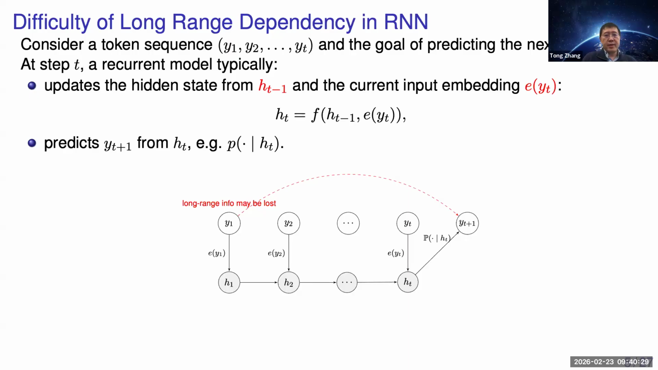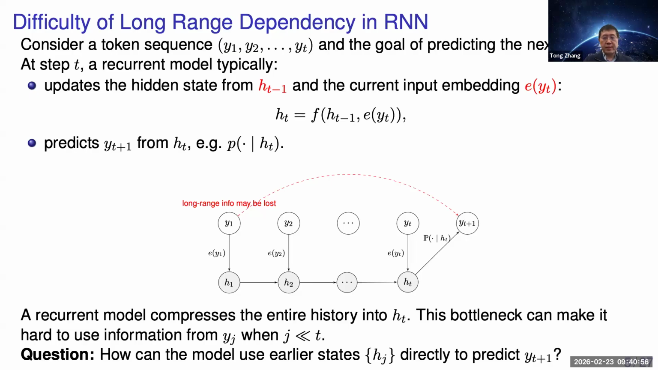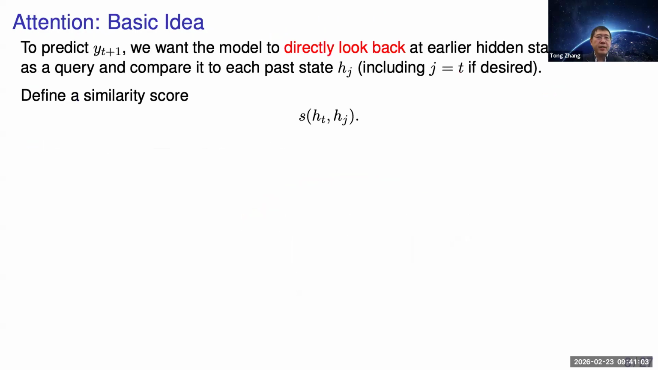And this definitely makes a significant difference. Instead of looking at this h as all your history, you want to have direct access. So in attention, there is a direct access from y_1 to this. Okay, so how do you do that? This is the topic of this lecture.